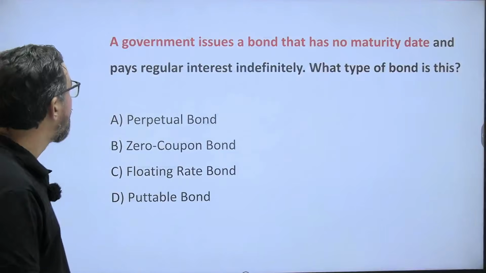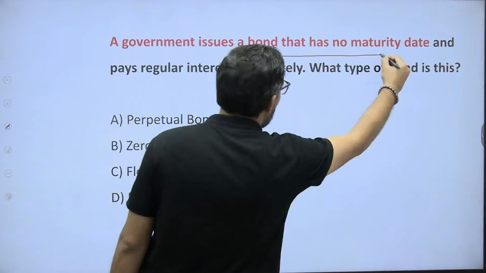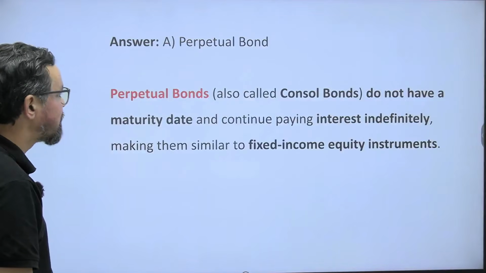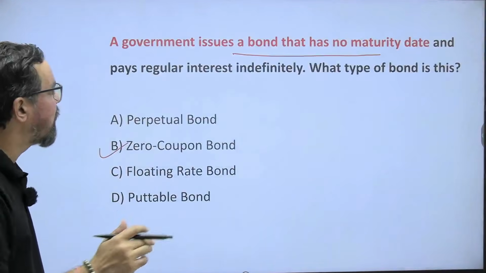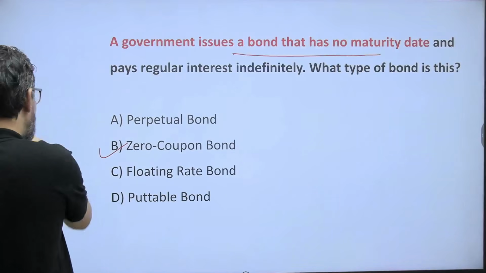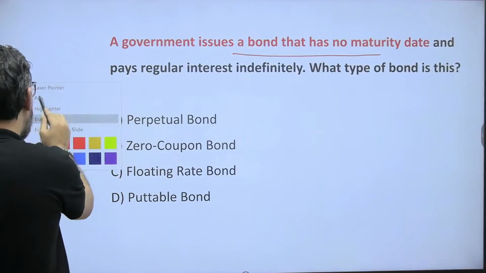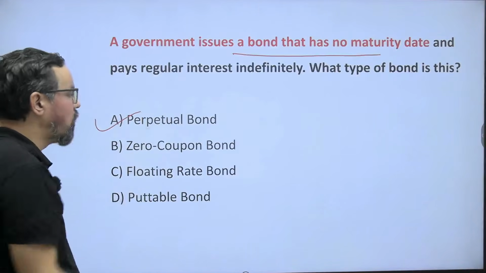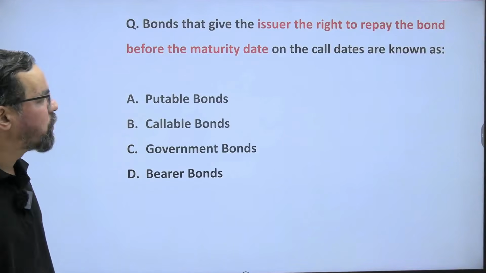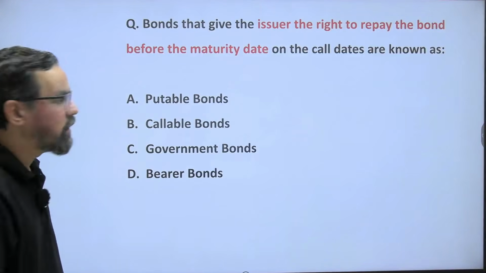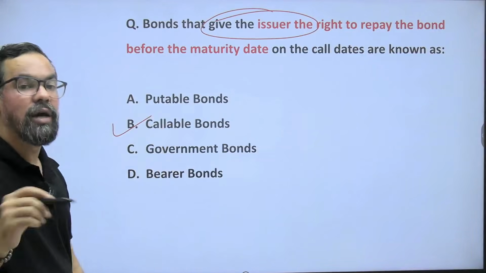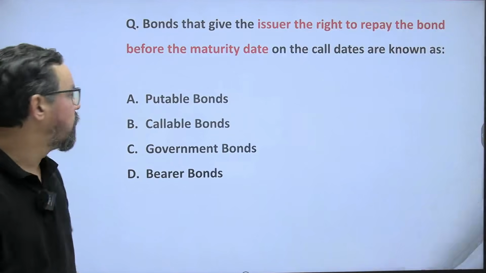Or settled. A government issued bond that has no maturity date. So it is a zero coupon bond. Yes, sorry. It is a government issued bond with no maturity date, so perpetual bonds, bonds without maturity. Next one, a bond that gives the issuer the right to repay the bonds before maturity. It mentions right to issuer, so it is callable bonds. If it is a right to the investor, then it will be putable bonds, right?